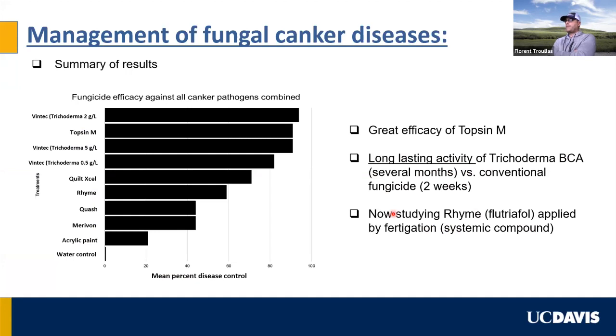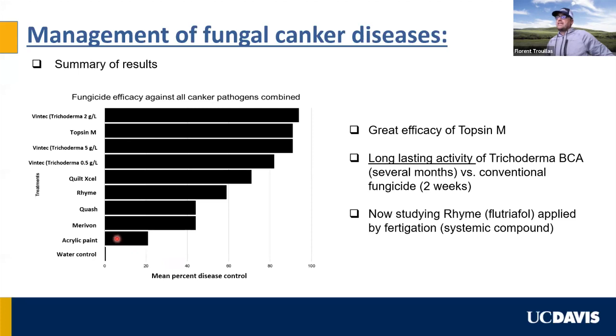So this is a one slide summary of many years of data, looking at this diversity of fungal pathogens and looking to find the best product to protect pruning wounds. The result from this work is that thiophanate methyl, or Topsin M, in terms of conventional chemical fungicide, was one of our best products. Products like Quilt or Rhymes have an intermediate effect when applied to pruning wounds.